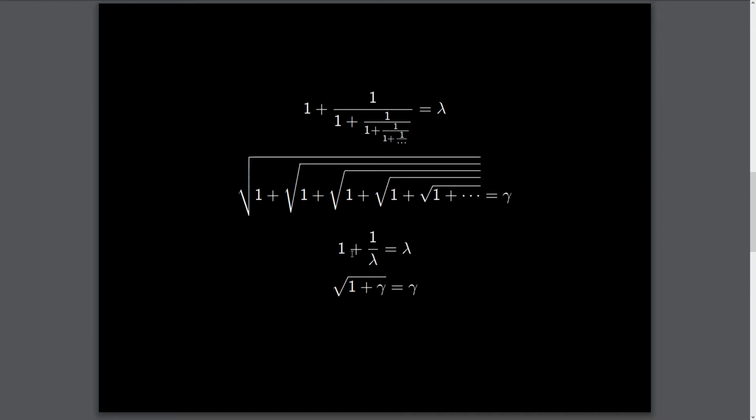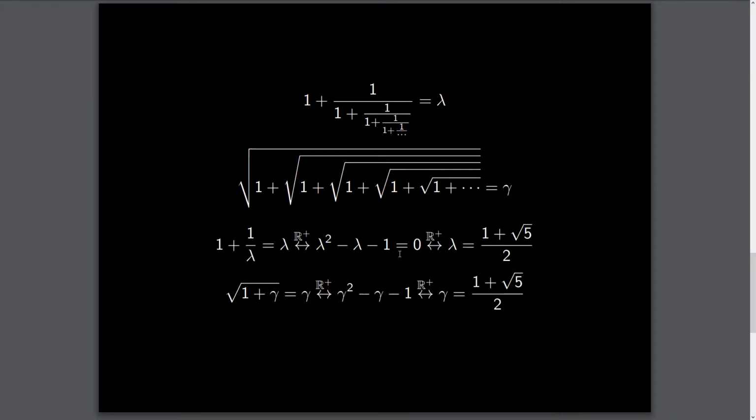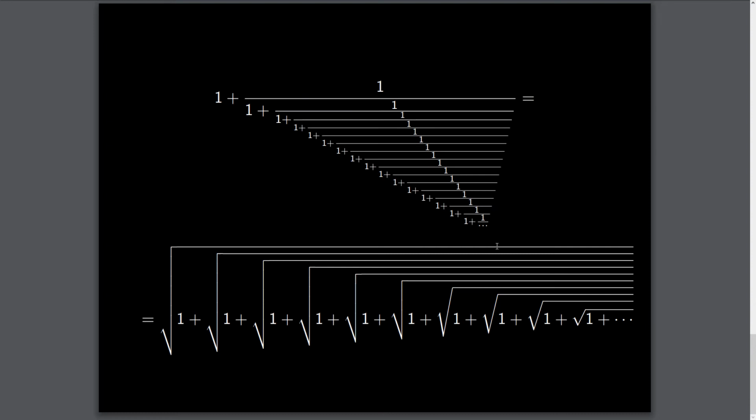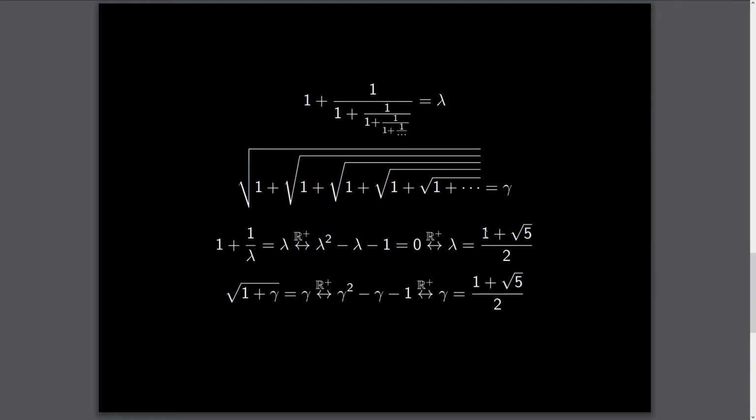Now, what you have to observe to solve this entire problem is that if you are restricting these equations to the set of positive real numbers, then they're going to lead to the very same quadratic equation with the solution 1 plus square root of 5 divided by 2. It means essentially that these two expressions, this infinite continued fraction and this infinitely nested radical expression, have the very same value. Both of them are 1 plus square root of 5 divided by 2.